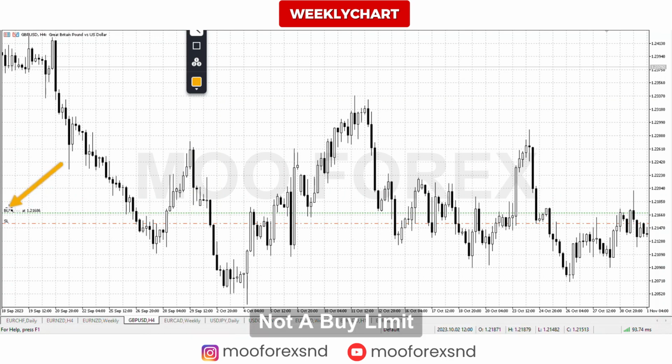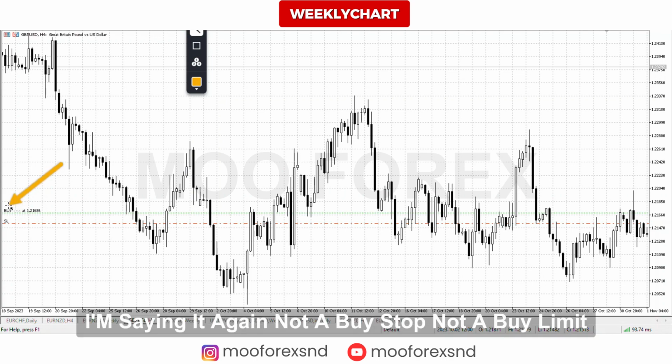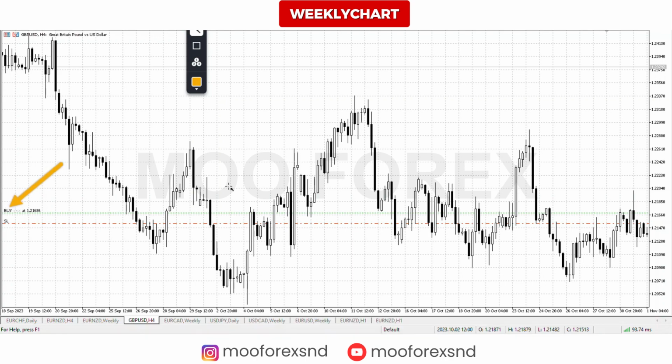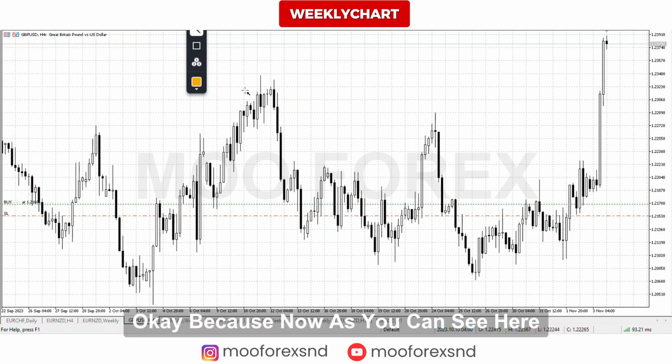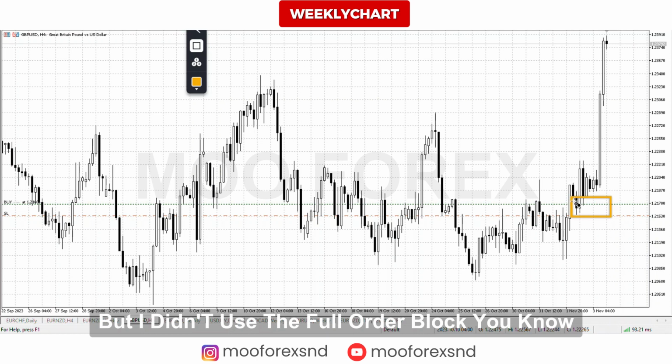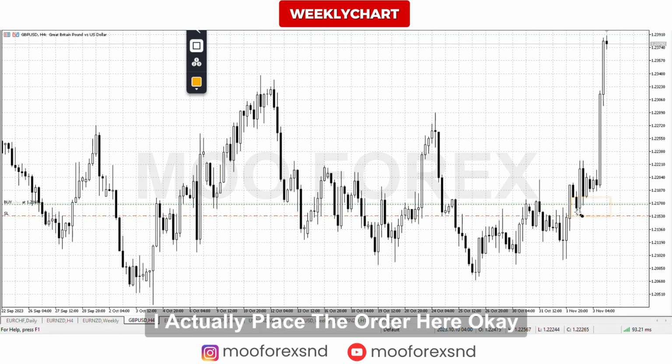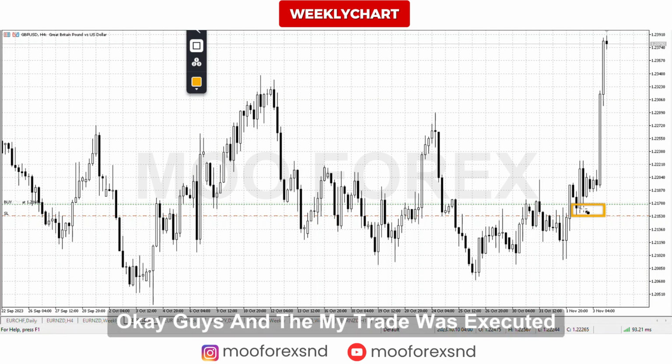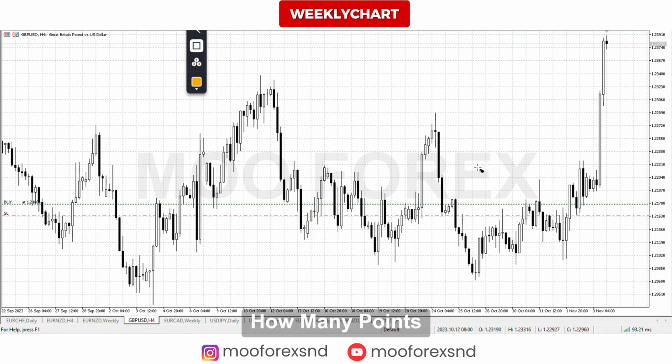So you can see that I'm in a buy. Okay, not a buy limit, I'm saying it again, not a buy stop, not a buy limit. I'm in a buy. Because now, as you can see here, I bought here. That was the full order block, but I didn't use the full order block. I actually placed the order here, and my trade was executed.